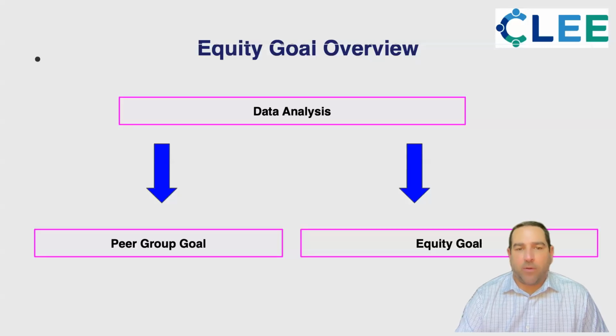Equity goal development requires the creation of two separate but very similar goals, one for the peer group and one for the focal group. The why behind creating two separate goals is to ensure that we maintain a focus on each and every student while also increasing equity through accelerated goals.